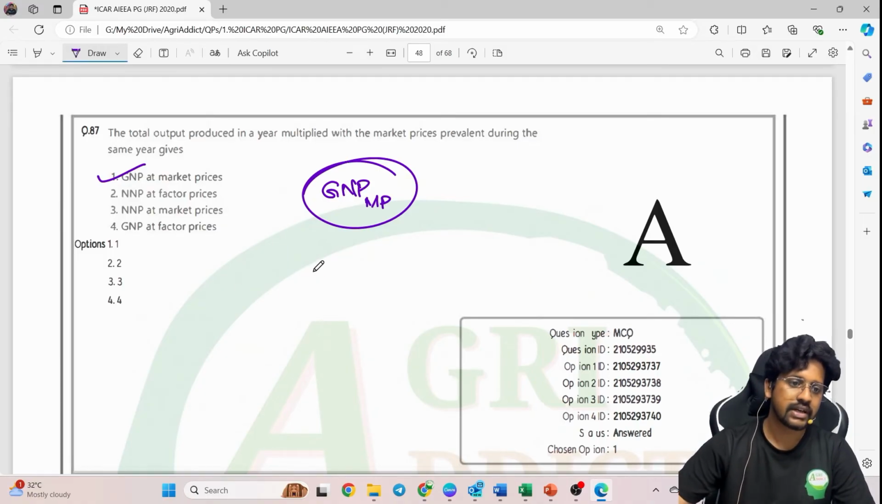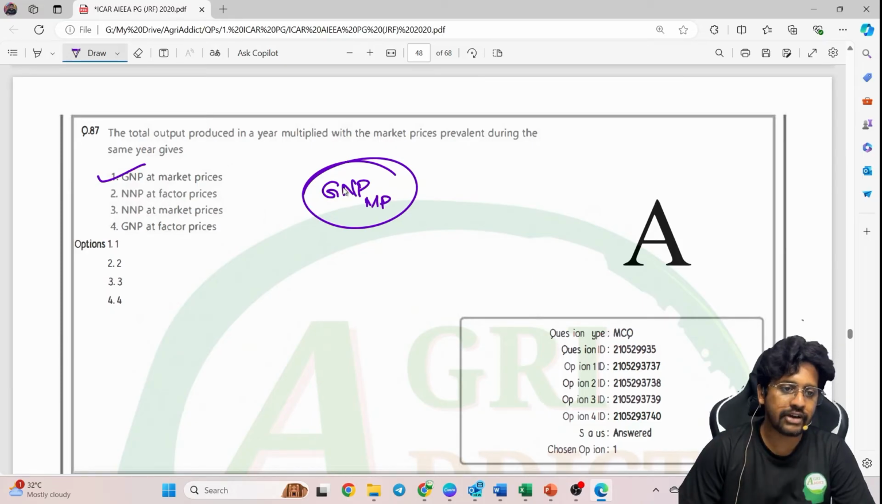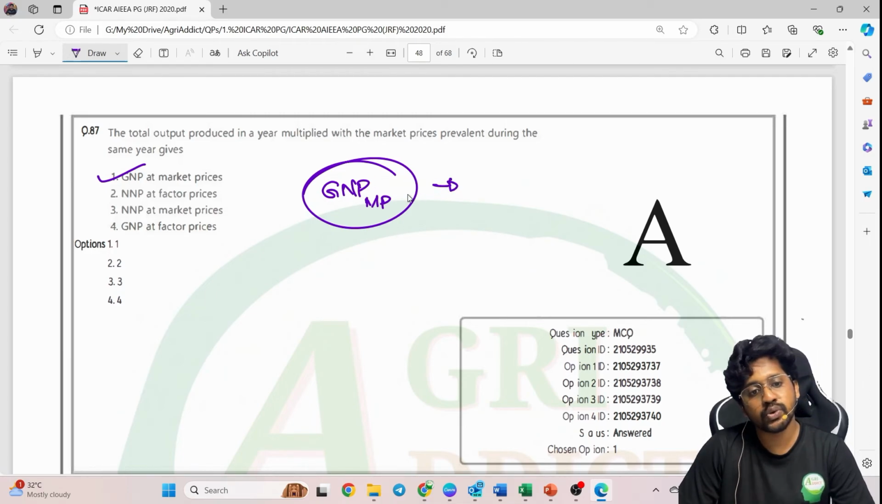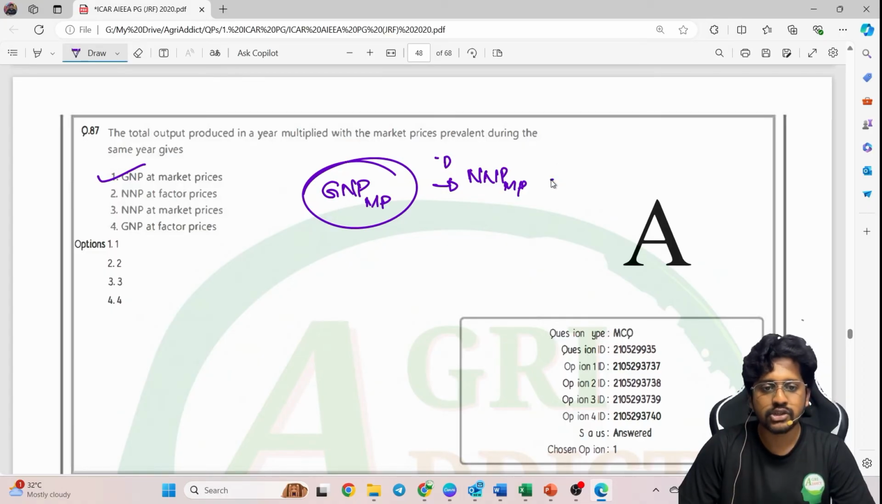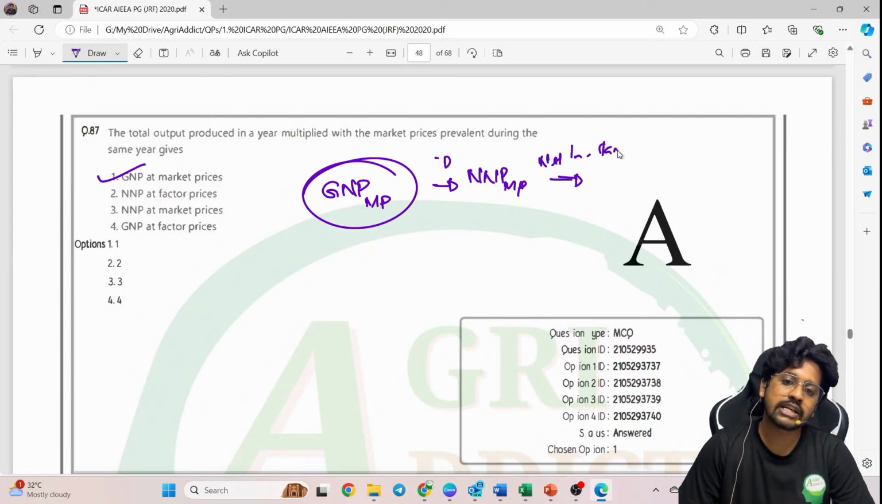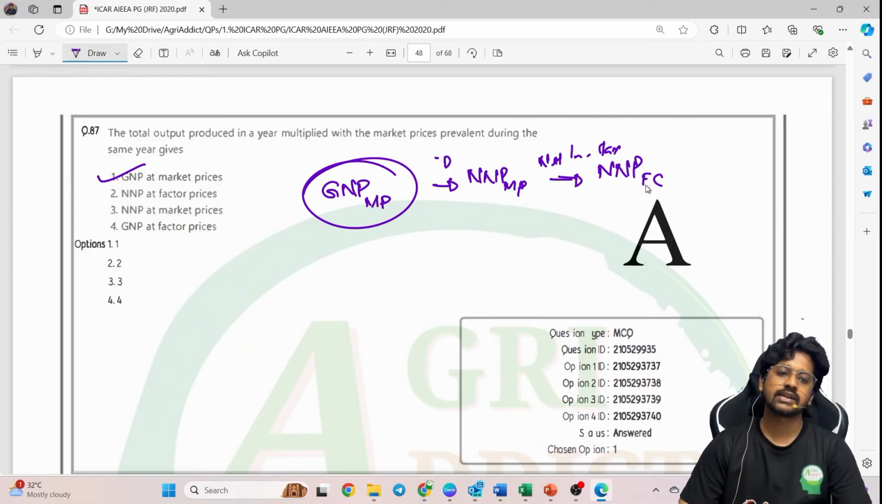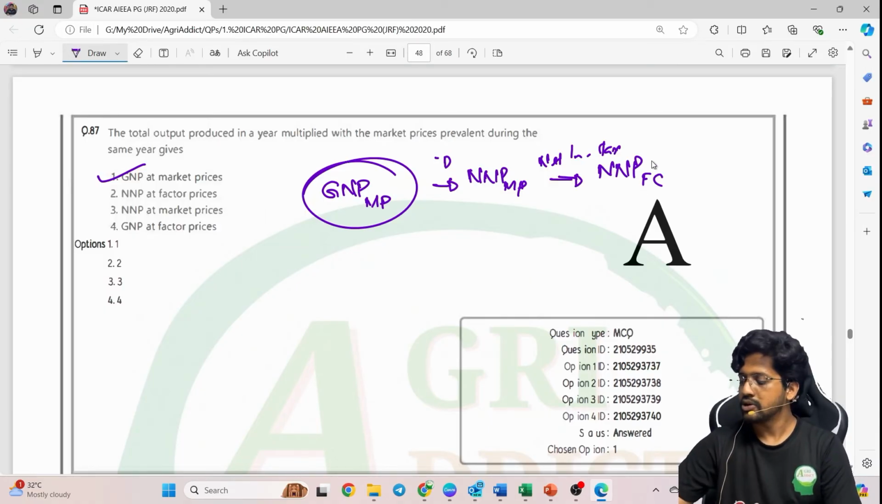I hope you got the point. So there, the second option is NNP at factor prices. In order to convert this GNP to NNP at market price, first we have to deduct the depreciation, right? So we will get NNP at market price. The second option is NNP at factor prices, right? So NNP at market price has to be converted into factor price again. So therefore the net indirect tax also has to be deducted, and we will be getting net national product at factor prices or factor cost. Similarly you can do the conversions.